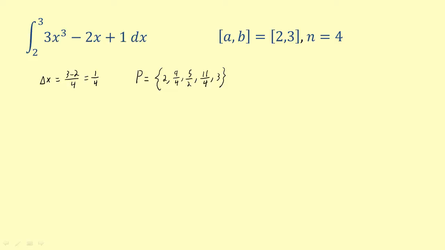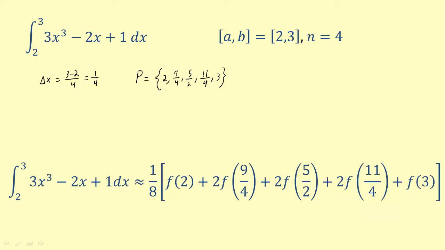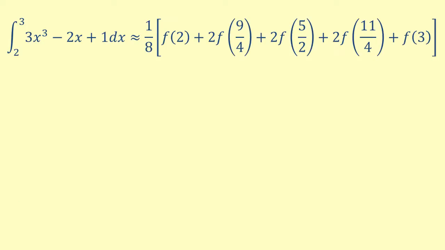Now we can set up our equation. Using the trapezoidal rule, we have the integral from 2 to 3 of 3x cubed minus 2x plus 1 is approximately 1/8 times the quantity f of 2 plus 2 times f of 9/4 plus 2 times f of 5/2 plus 2 times f of 11/4 plus f of 3. Now that we have our equation set up, we can evaluate it to approximate the integral.